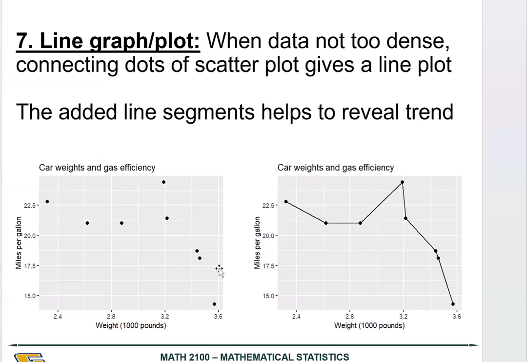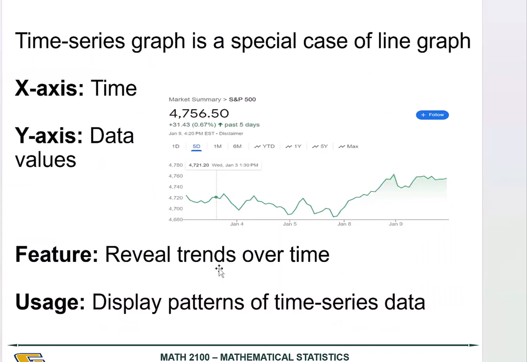And then the time series graph, which is a special case of line graph where the x-axis is time and y is the data value, and it helps to reveal trends over time. So this is a very powerful tool in economics. You can see here the S&P 500 for a period, where the average is different for different times.